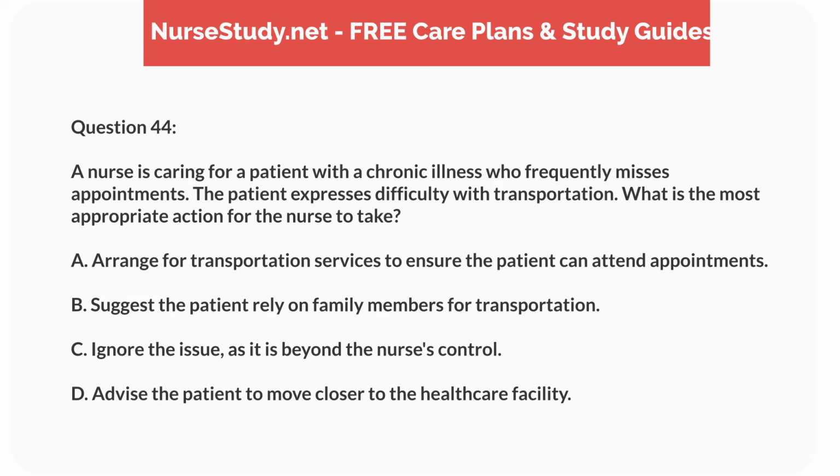Question 44. A nurse is caring for a patient with a chronic illness who frequently misses appointments. The patient expresses difficulty with transportation. What is the most appropriate action for the nurse to take? A. Arrange for transportation services to ensure the patient can attend appointments. B. Suggest the patient rely on family members for transportation. C. Ignore the issue, as it is beyond the nurse's control. D. Advise the patient to move closer to the healthcare facility.